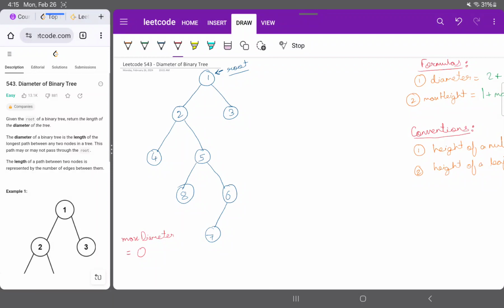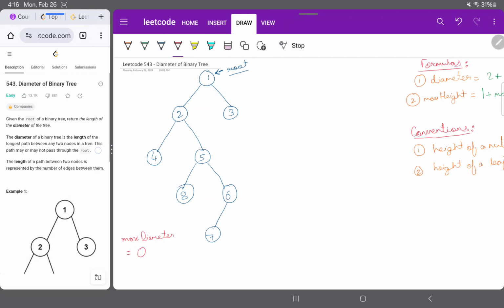Today we're going to be discussing Leetcode question 543, diameter of binary tree. So the question is, given the root of a binary tree, return the length of the diameter of the tree. The diameter of a binary tree is the length of the longest path between any two nodes in the tree. This path may or may not pass through the root. The length of the path between two nodes is represented by the number of edges between them.